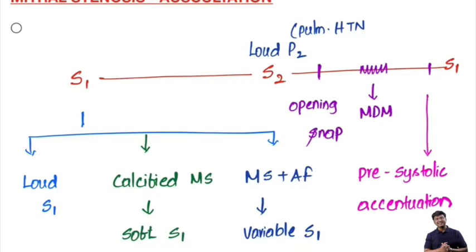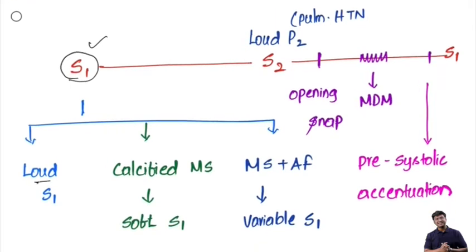So in the auscultation of mitral stenosis, first you need to know how the first heart sound will be. You will have a loud S1. But if the mitral stenosis is due to calcification of the mitral valve, that is in calcified mitral stenosis, you will have a soft S1. And in patients with mitral stenosis, atrial fibrillation is one of the very important complications. So if MS is associated with atrial fibrillation, then the individual will have a variable S1. So that is about the abnormalities of the first heart sound.